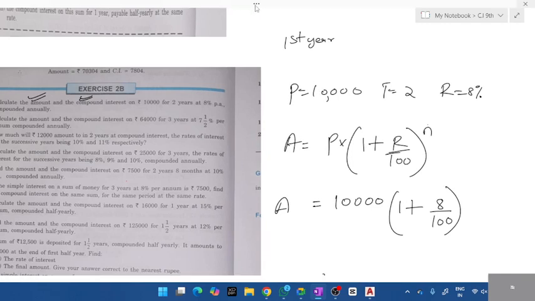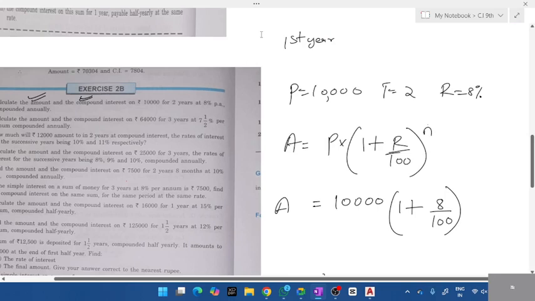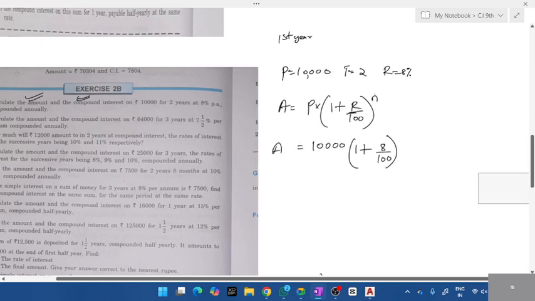And I'll tell you the difference between these two, when to use the formula and when to use the normal method.